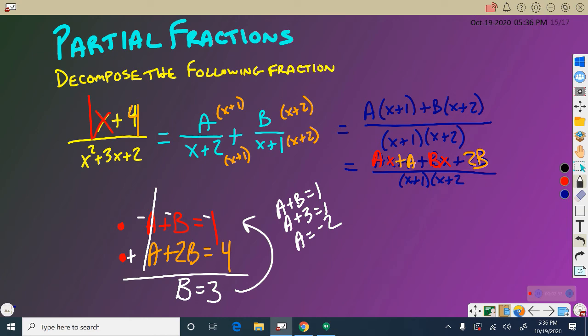So don't forget, though, your final answer every time you have to do this final step is that take these values you just found for a and b and plug them back into this equation here in the light blue. So your final answer is that you would have -2 over x plus 2 and 3 over x plus 1. So there's another example of how to decompose a fraction using partial fraction decomposition.